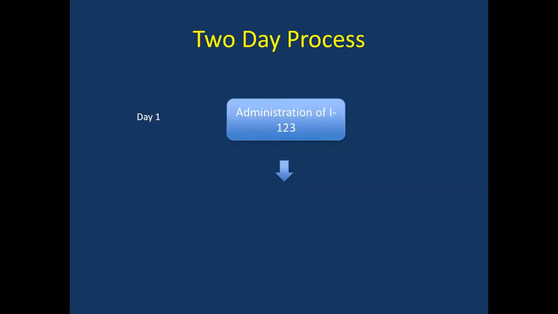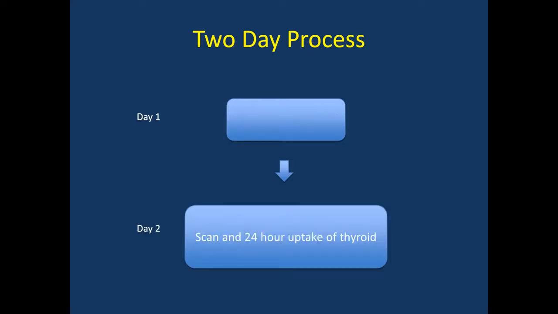This will be a 2-day process. Iodine-123 is given on day 1 via oral pill. Remember, this radiation dose does not affect others, so when you go home today, you don't have to do anything differently. Tomorrow, we will perform a scan and we will measure how much iodine is in your thyroid. This is performed with a gamma camera and probe.